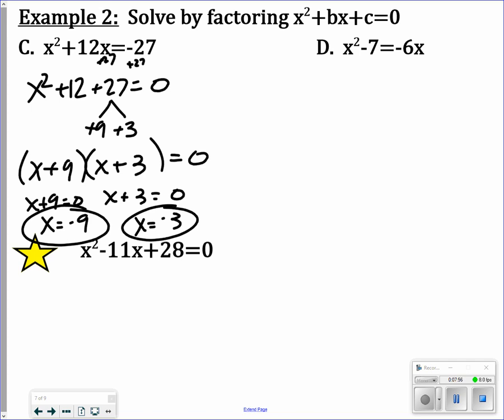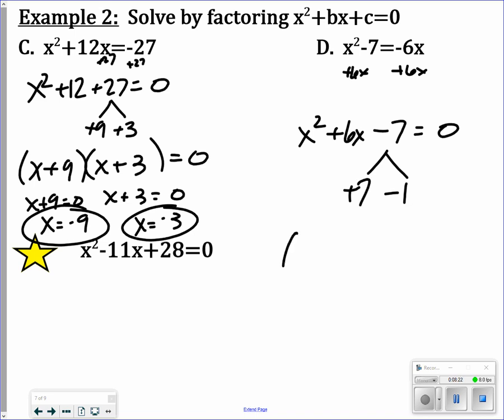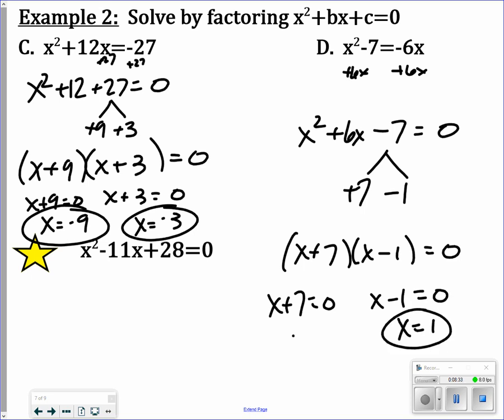Again, this does not equal 0, and this is a little bit trickier. When I add 6x to both sides, the order really does matter. You need to write it in standard form. So the x squared would come first, the 6x would come second, and the negative 7 would come last. Now, two things that multiply to a negative. Remember, the only way to get a negative is a positive and a negative, and 7 times 1. So now, writing the factors, because it's now asking me also to solve, I set those factors equal to 0 and solve.